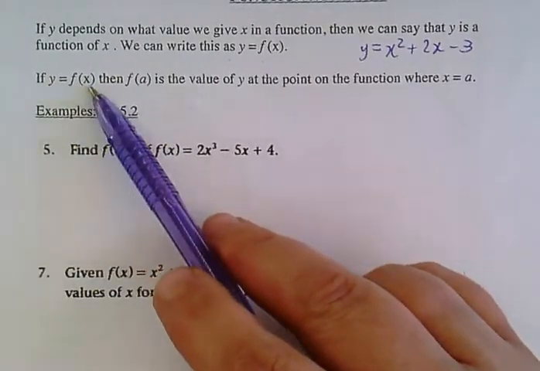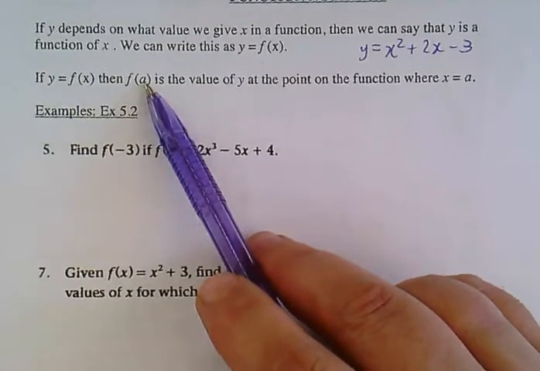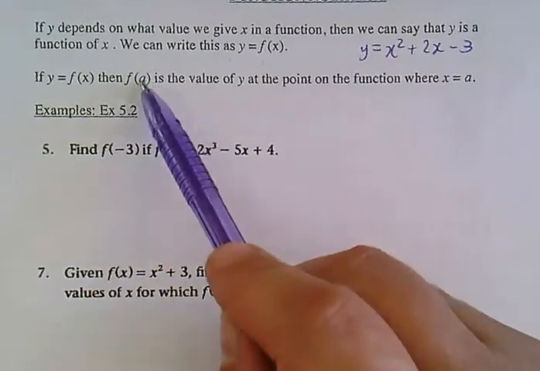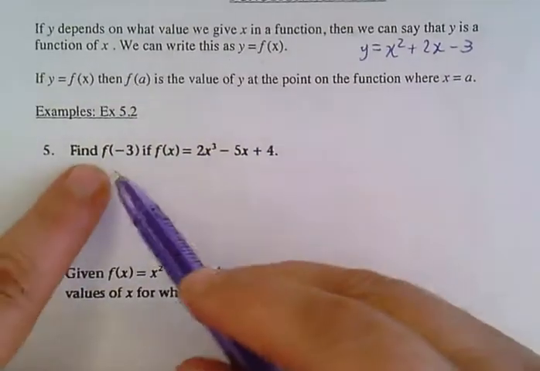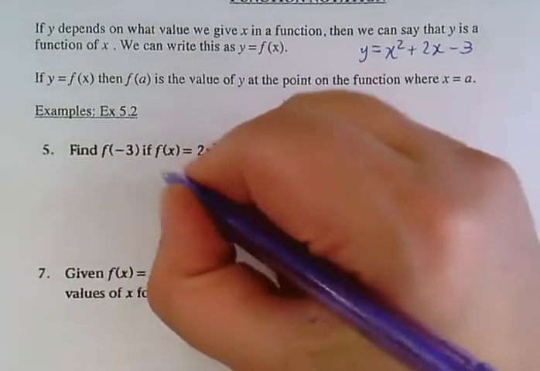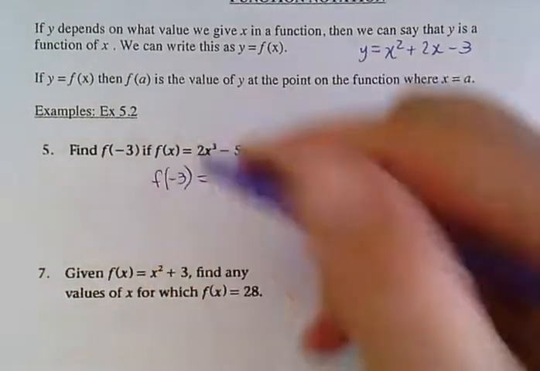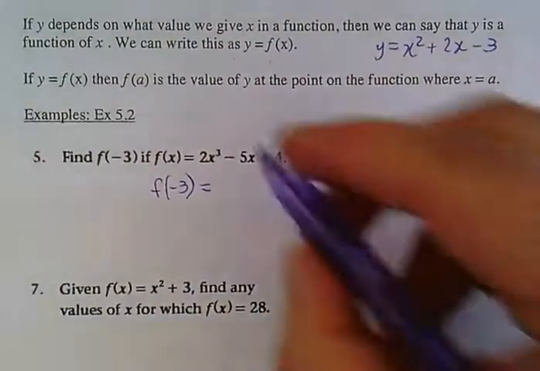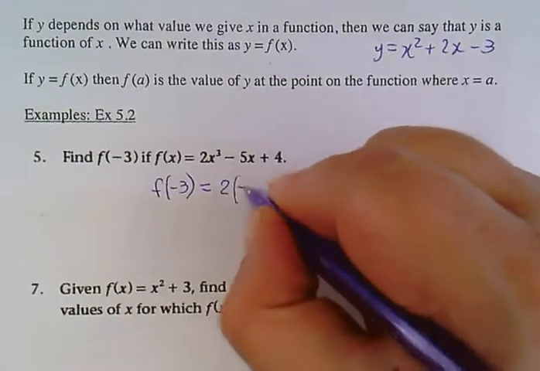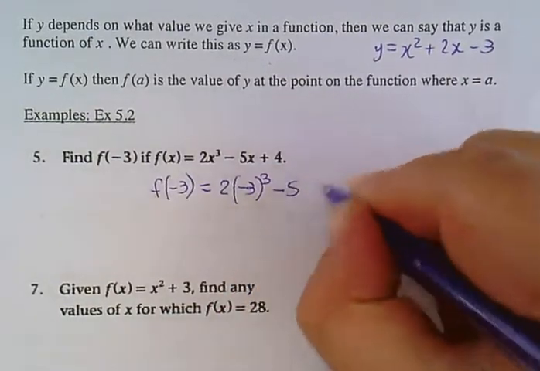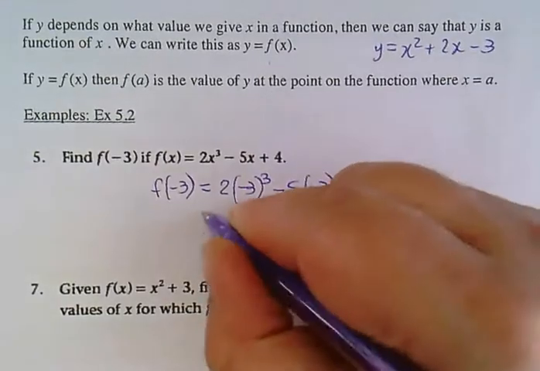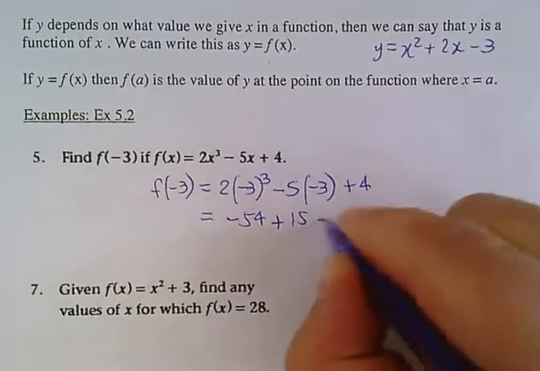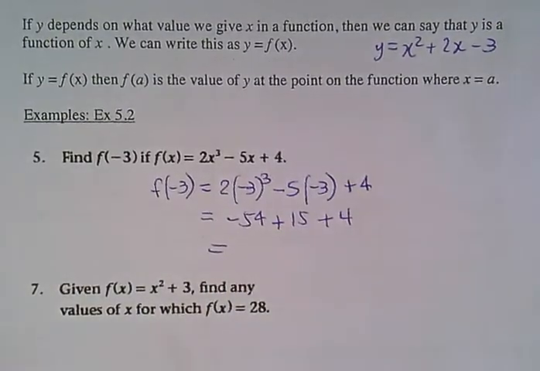So if y equals f(x), then you can substitute any value. f(a) is the value of y at the point when x is a. See how the a replaces the x? So for example, f(-3), if f(x) is that, I just go f(-3). It's telling me replace the x with a -3. Do you see that? So all I do, that's my f(x). I just start writing it out again. Every time I get to an x, I replace the x with a -3. 2 times -27, that's -54, plus 15, plus 4, whatever you get.